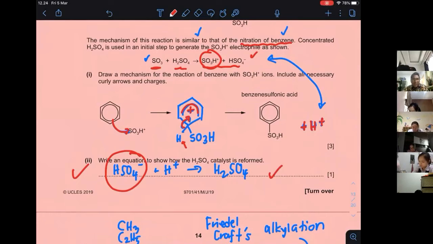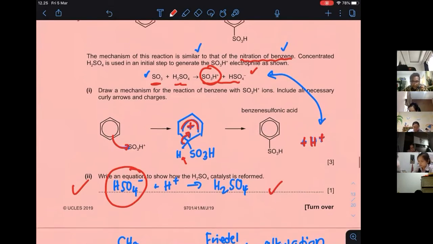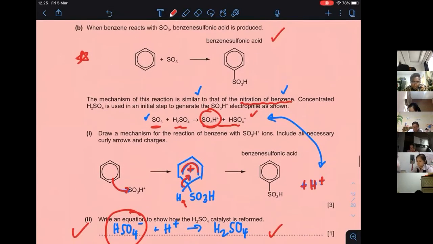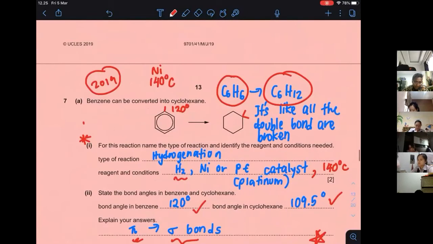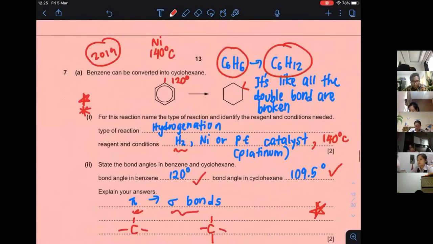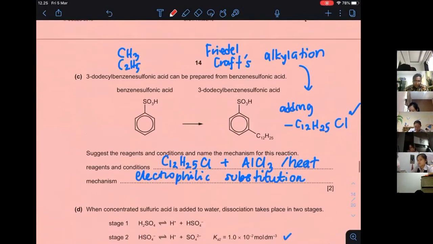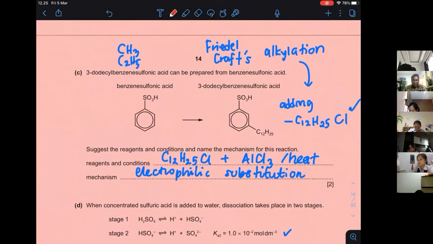So the reaction that we are going to talk about, do remember, even though we didn't learn it, SO3 can react with benzene in the presence of H2SO4. So the catalyst is H2SO4. This is something extra that I want you to remember, because they can ask you a similar kind of reaction. Just remember.